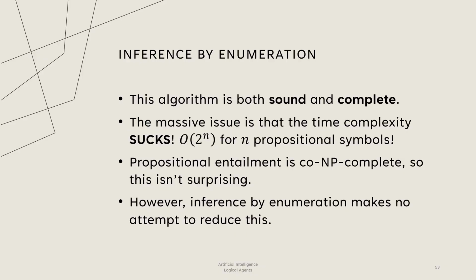So inference by enumeration is sound and complete. These are highly desirable qualities, but the problem is that it sucks because the time complexity is 2 to the power of n, and it does not do anything to reduce this. Because the problem of propositional entailment is co-NP complete, we can't reduce our worst-case complexity from 2 to the n, but we can use a bunch of different strategies to try to scale back that complexity.